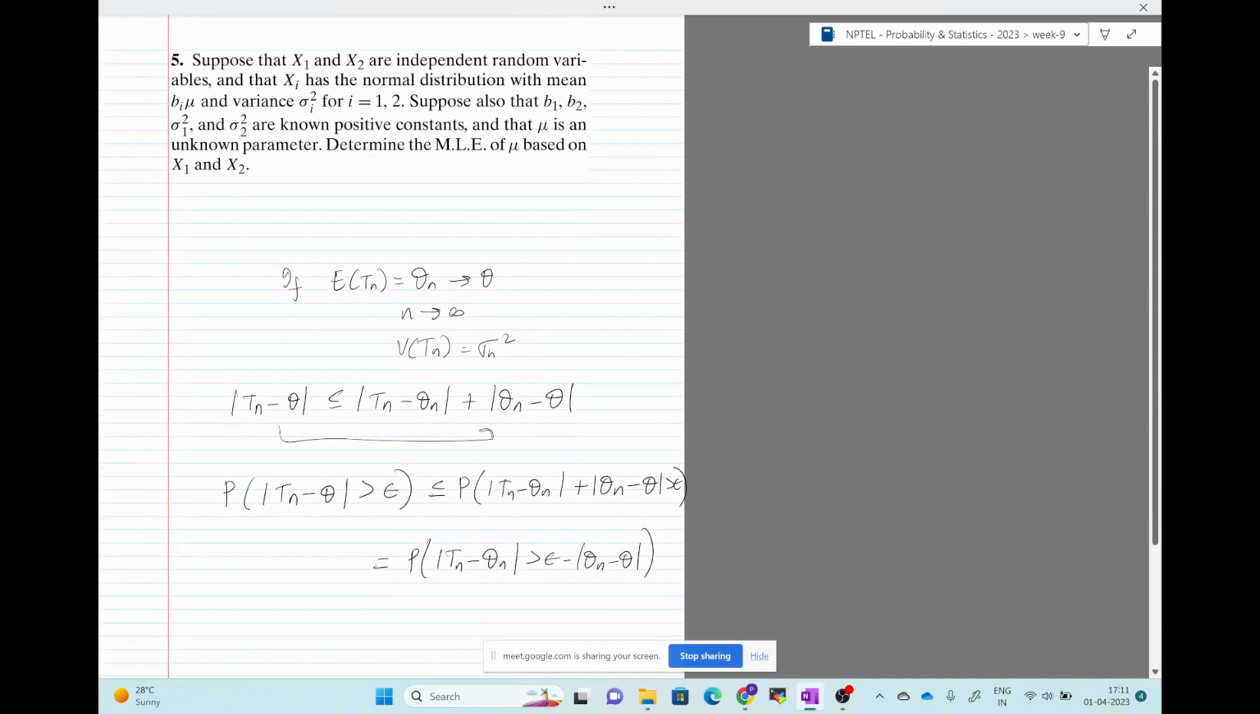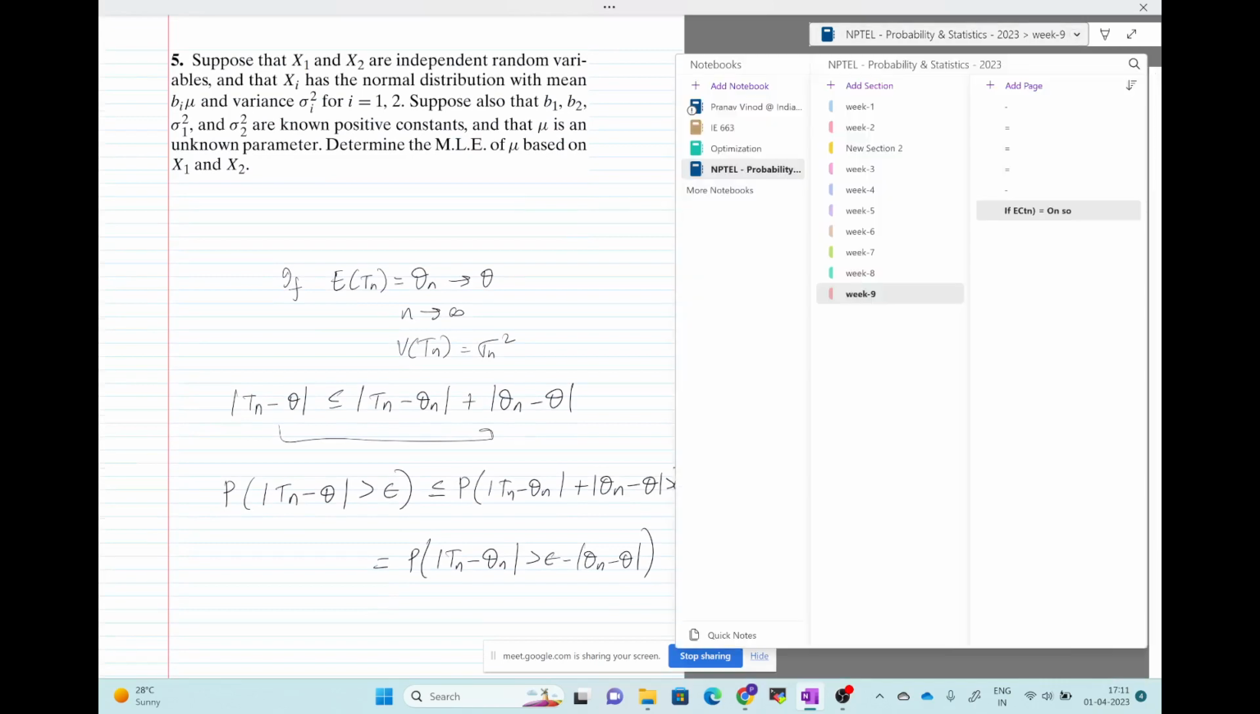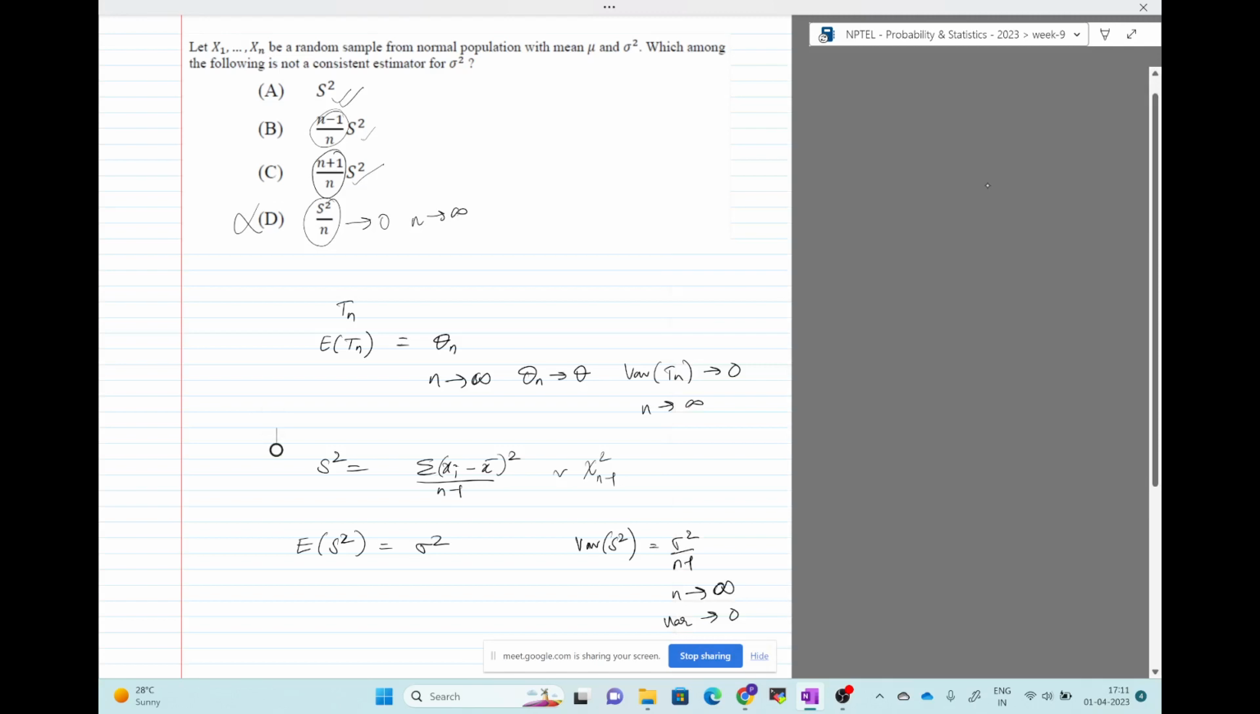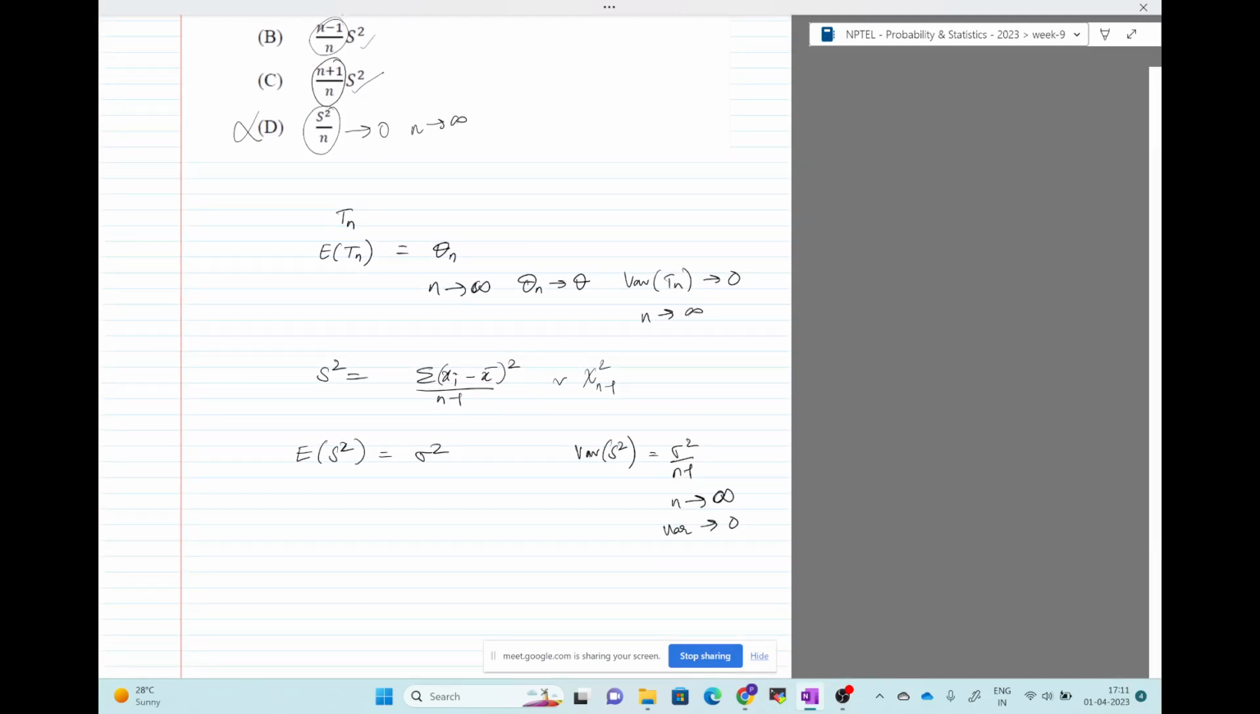Sir, in the previous problem, I have a doubt. Variance of S square, how is it sigma to the power 4 by n minus 1? So this has a chi-square distribution with n minus 1 degrees of freedom, right? So the variance of that random variable is computed accordingly. Okay.